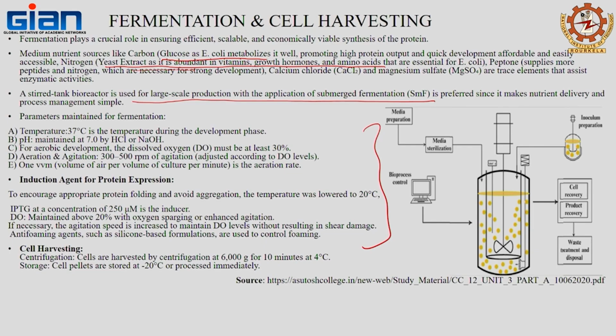After that, if there is any foam production because of the protein formation, defoaming agents were used to control the foaming. And this is followed by the cell harvesting, which is usually done through centrifugation at a rapid rate of g, centrifugal force, for 10 minutes at a temperature of 4 degrees Celsius, which keeps the protein in the most suitable condition to prevent degradation of the protein, and then storage at minus 20 degrees Celsius for later utilization.